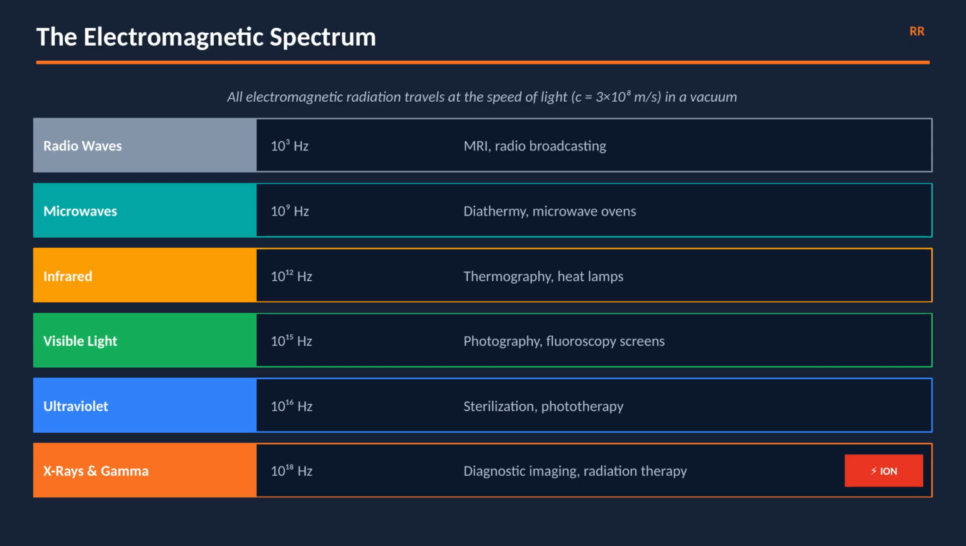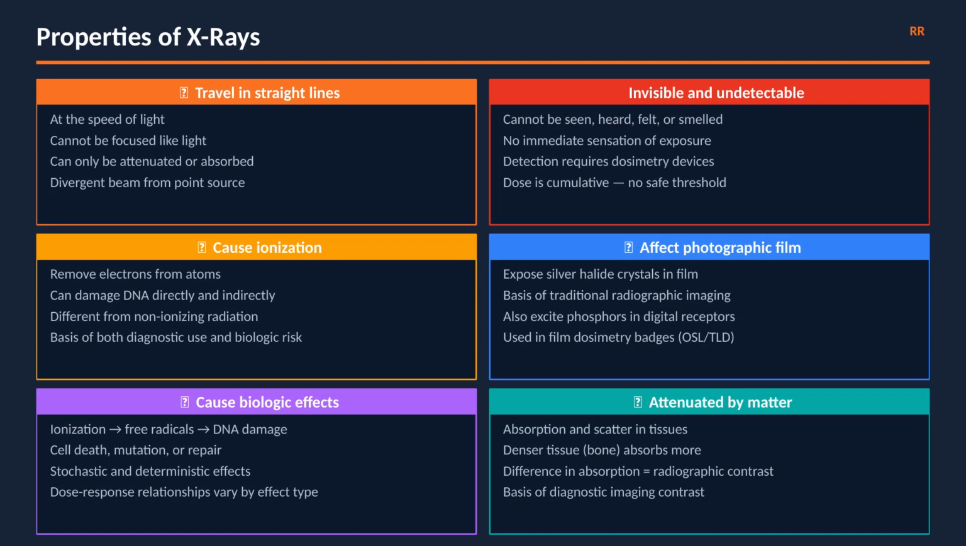The key distinction between X-rays and gamma rays is their origin. X-rays come from the electron cloud around the nucleus. Gamma rays originate from inside the nucleus itself. Clinically, both are ionizing, and both require the same protection principles. 8 properties of X-rays that the Registry tests regularly.